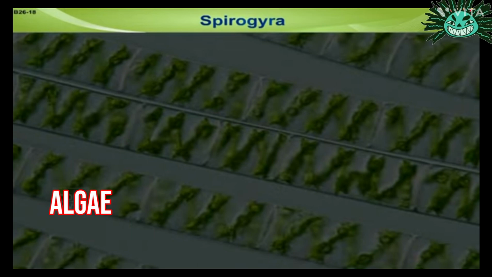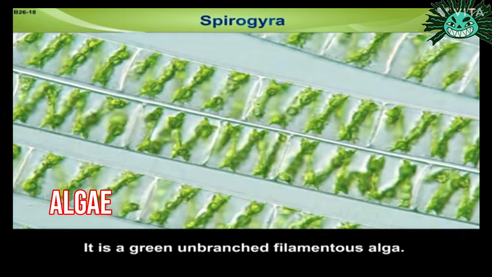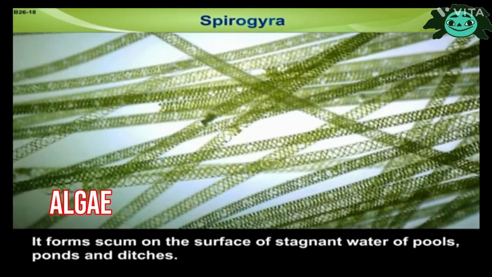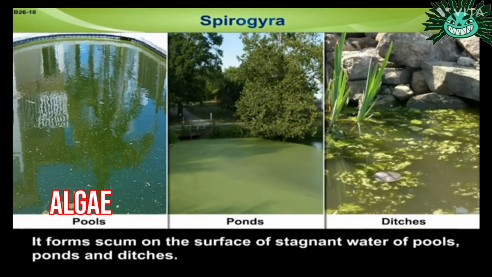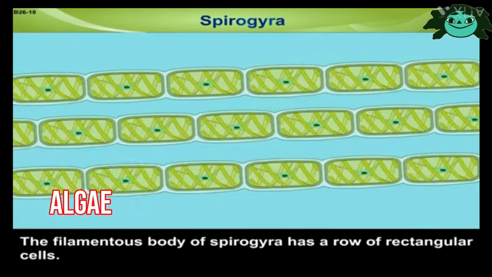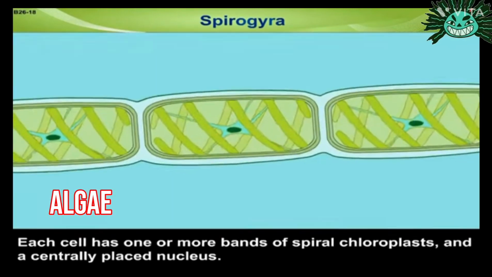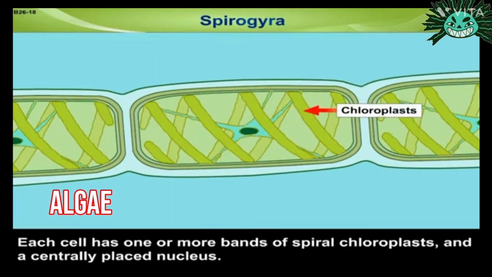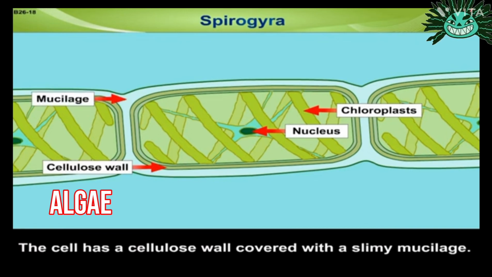Spirogyra. It is a green, unbranched, filamentous alga. It forms scum on the surface of stagnant water of pools, ponds, and ditches. The filamentous body of Spirogyra has a row of rectangular cells. Each cell has one or more bands of spiral chloroplasts and a centrally placed nucleus. The cell has a cellulose wall covered with a slimy mucilage.